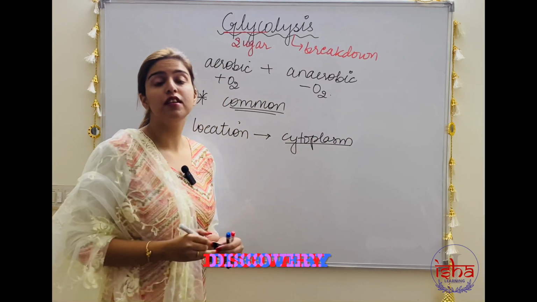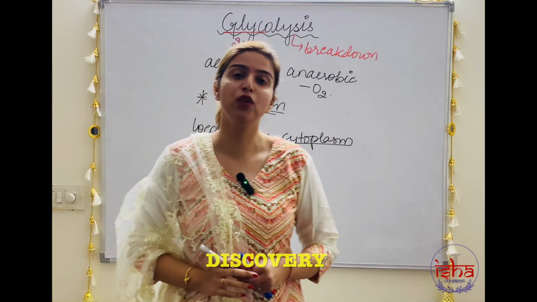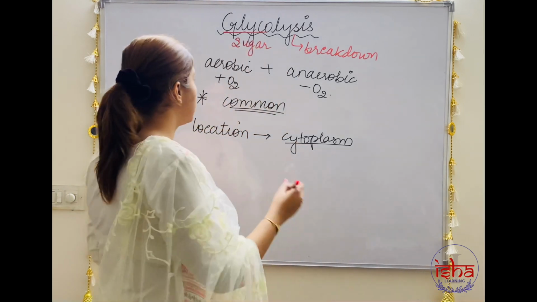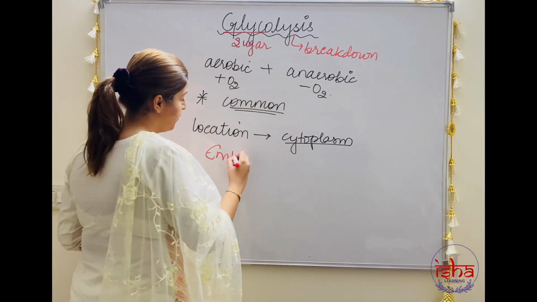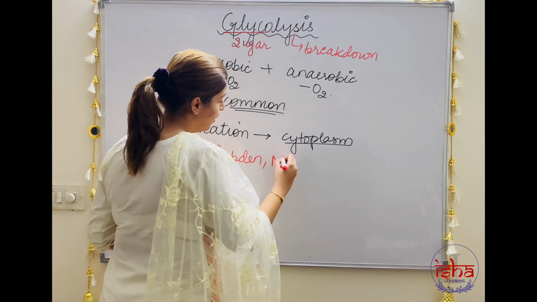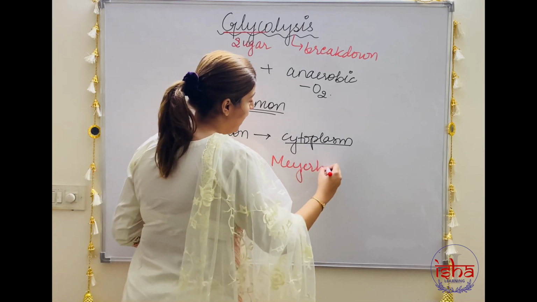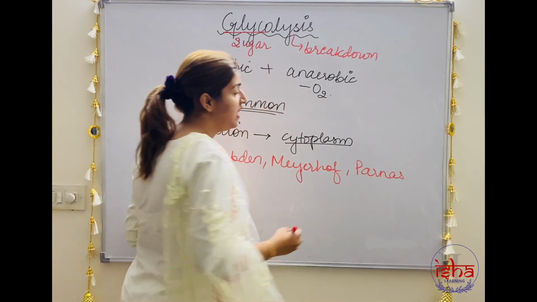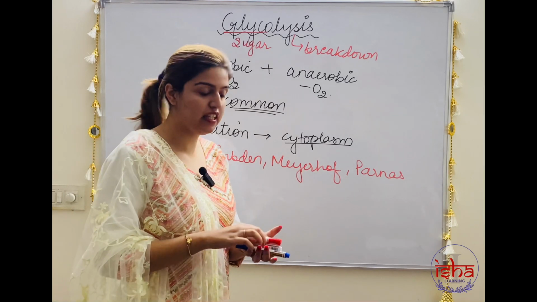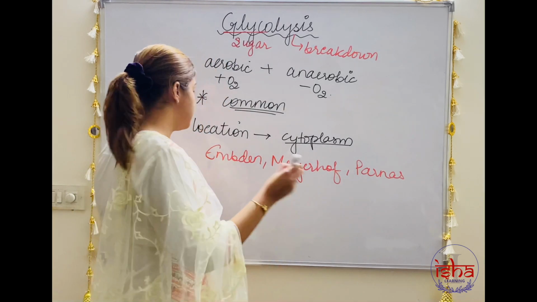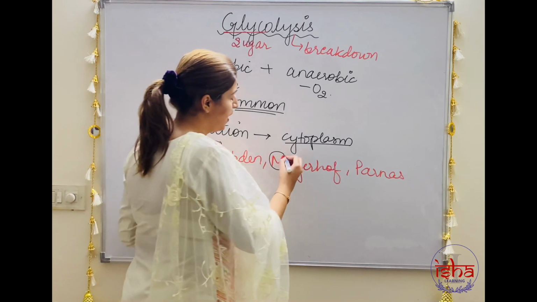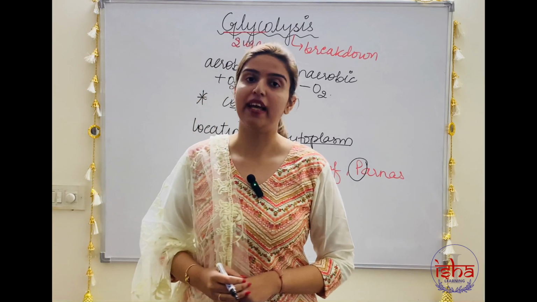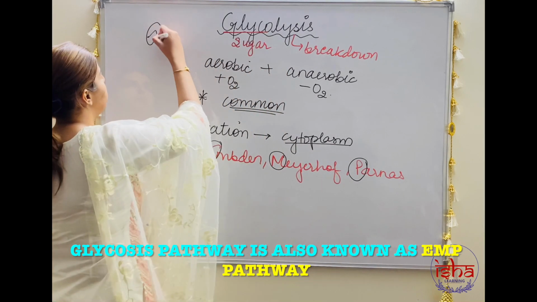Who discovered this pathway? Well, this pathway was illustrated by three scientists. The names of these scientists were Gustav Embden, Otto Meyerhof, and J. Parnas. In honor of these scientists and taking the initials of their names, as in E, M, and P, the glycolysis pathway is also known as the EMP pathway.